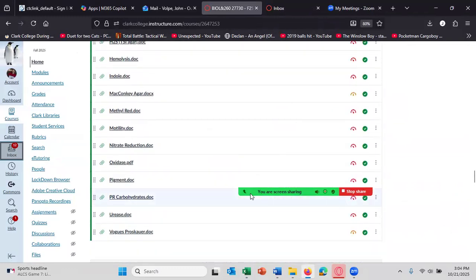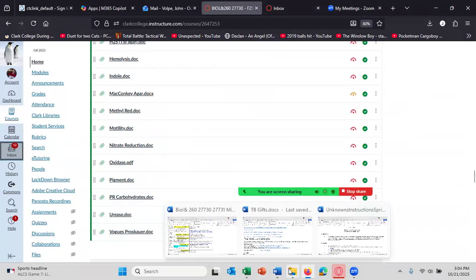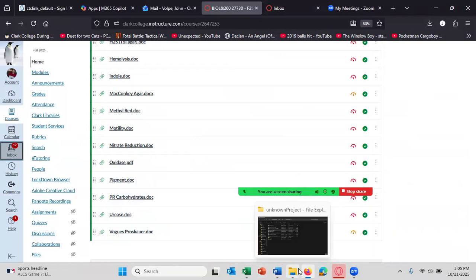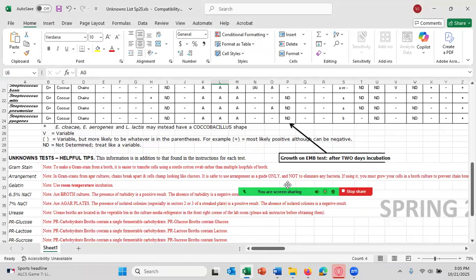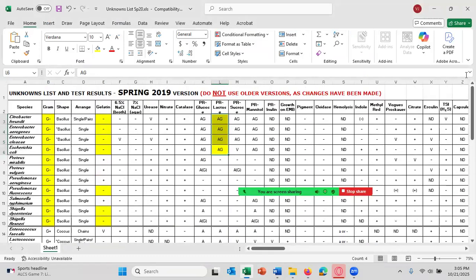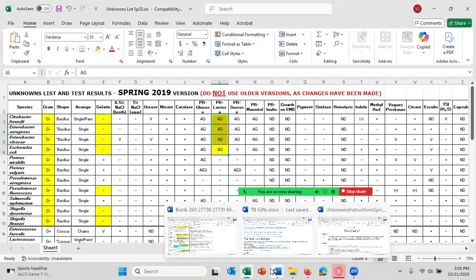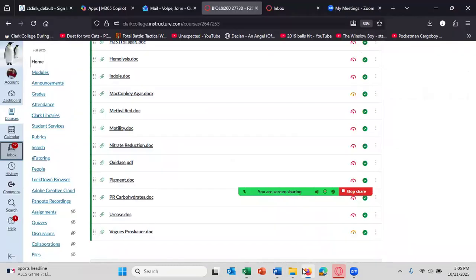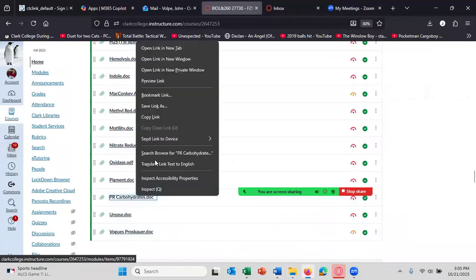All right. You'll notice there is no PR lactose, as well as any of the others. Where I have that. There it is. There's no other PR glucose, PR lactose, PR sucrose, PR mannitol, PR inulin. What we call it in the test is PR carbohydrates. And that's all of the above. Let me go ahead and open that.